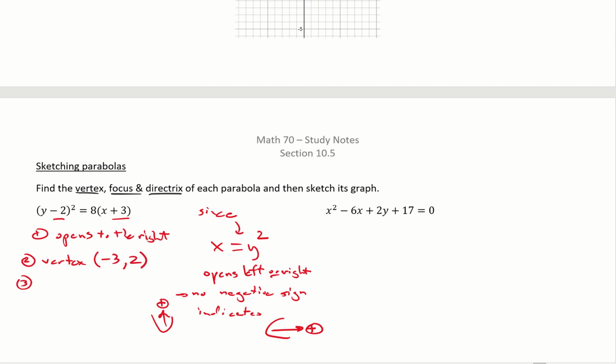For us, number 3 is, what is p? What is the focal distance? Well, what we have is 8 is equal to 4p in our problem. There's our 8. That's typically 4p, so we find that p is equal to 2. And we can anticipate, therefore, do you think it's going to be wider or narrower? It's going to be wider, isn't it? So I think we're good to go.